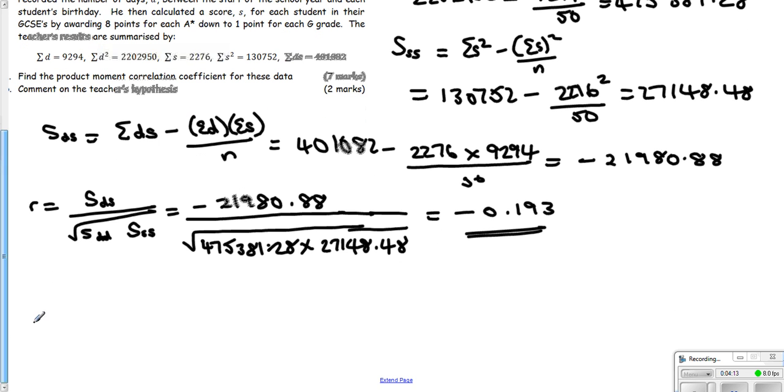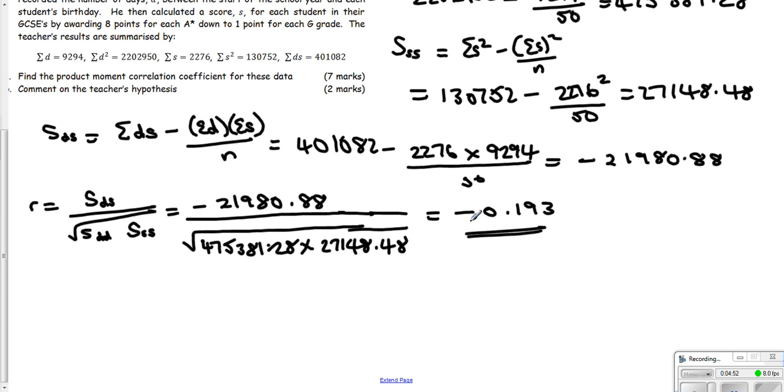It says comment on the teacher's hypothesis. Well, not only is this number very small, virtually zero, very, very small. I wouldn't say that's evidence of a correlation, really. It's also negative, so actually it is very slightly the reverse. You would expect that as the number of days increases, the number of points increases, but actually this is the other way around. As the number of days after the beginning of September increases, we actually expect the number of points they get in the GCSEs to go down. So the teacher's hypothesis is kind of in the right direction because it's negative.